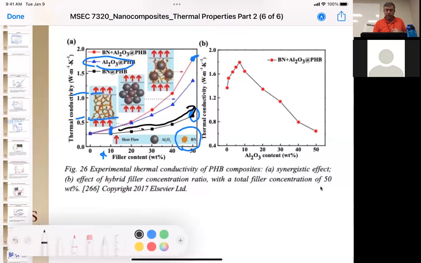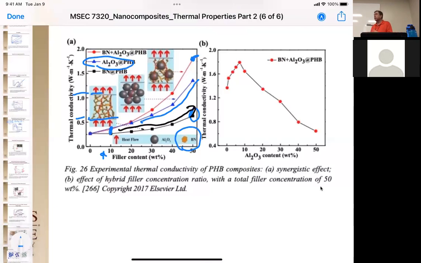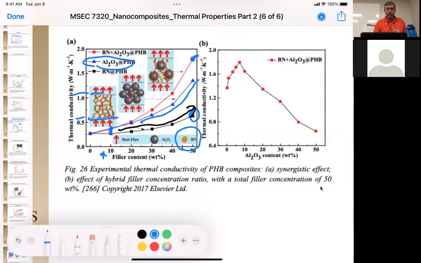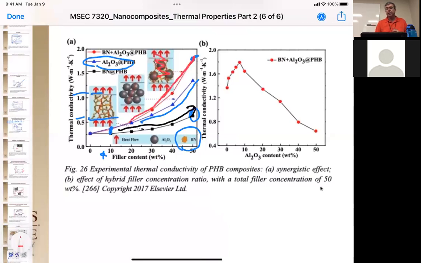Then this blue line here is just the aluminum oxide. Again, that's a really good response for a 0D material. But adding them both together means that they can transfer heat in between the particles as it goes through, giving us that enhanced effect on this last line here. But it goes down with the amount of aluminum you use, okay? If you use up to maybe 10 weight% alumina, and then beyond that, it goes down. Why?